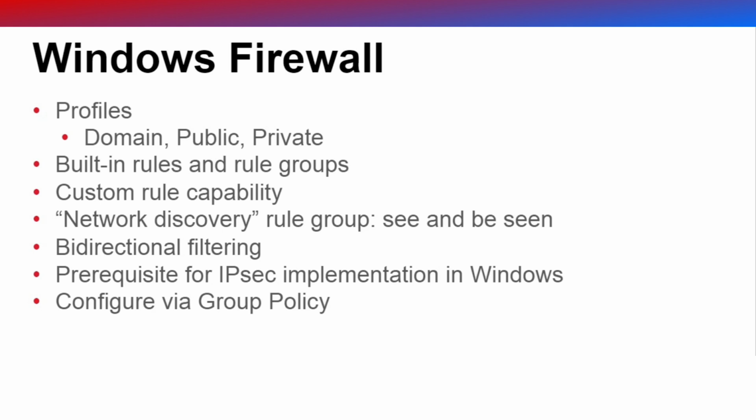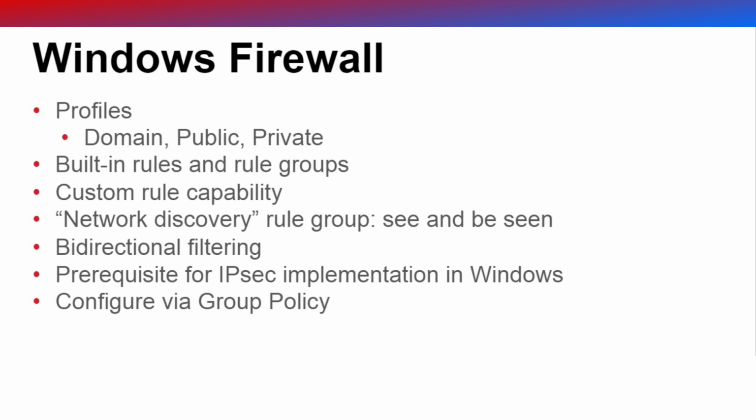And we can also have a public profile that would be used when an employee is using Wi-Fi at a coffee house, for example. So Windows Firewall has built-in rules and rule groups, but we can build as many custom rules as we want. It's bidirectional, so we can have inbound rules, we can have outbound rules. We have to have this if we want to use IPsec. And remember the two things we can do with IPsec for securing communications: encryption, and then limiting which computers can talk to each other.